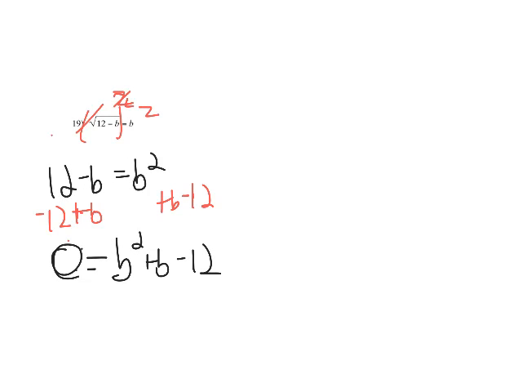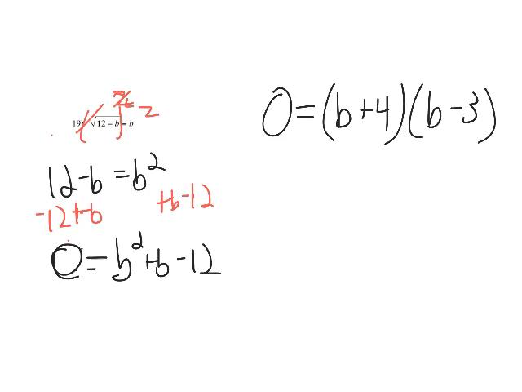I need two numbers. When I multiply them, I get a negative 12, and when I add them, I get the positive 1 there. Those are going to be a positive 4 and a negative 3. So 0 equals b plus 4 and b minus 3, which of course means we get b equals negative 4 and b equals positive 3.